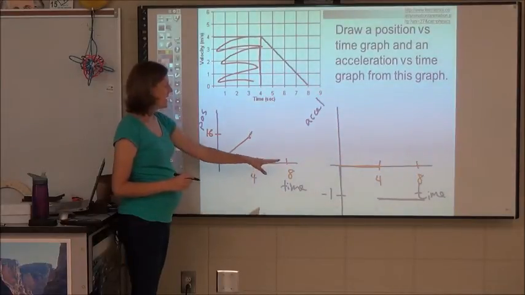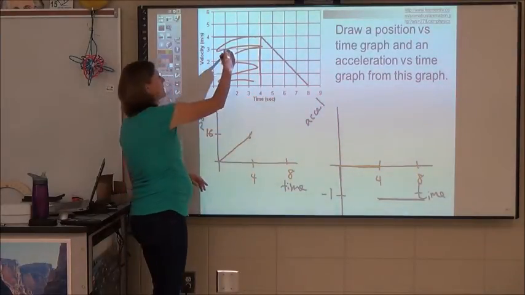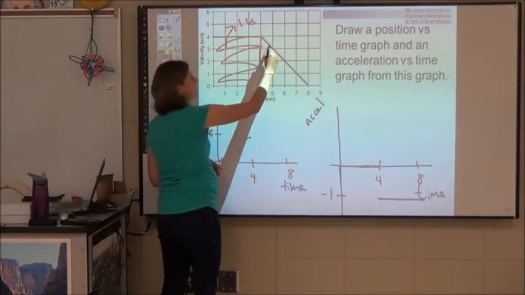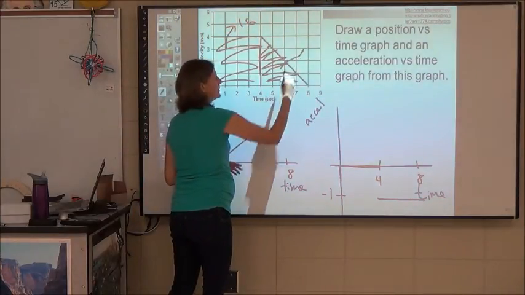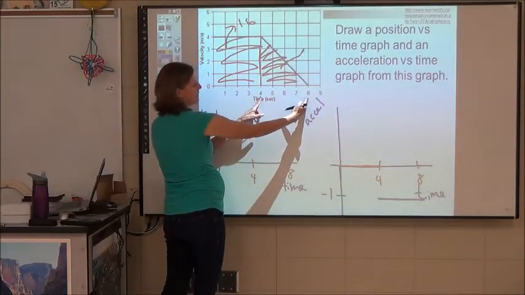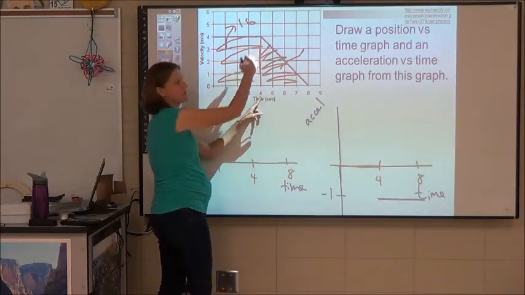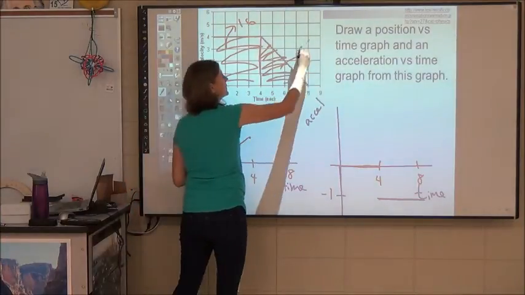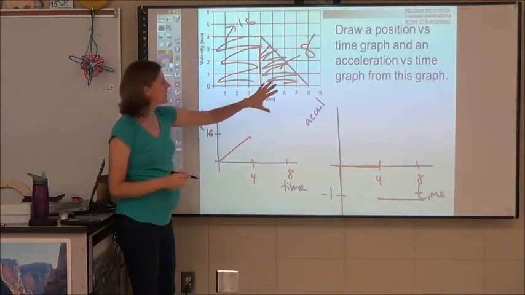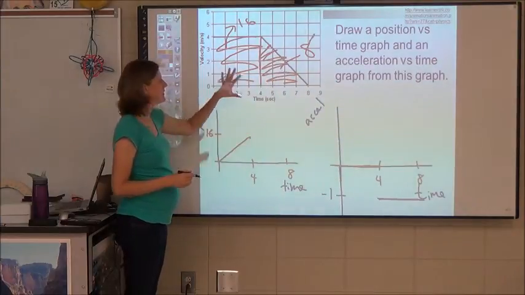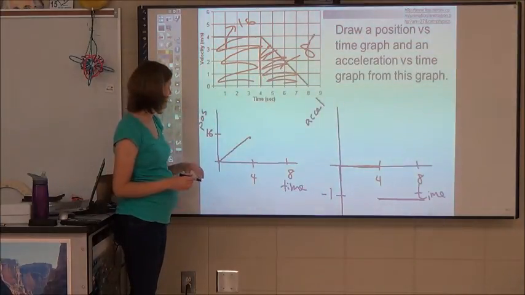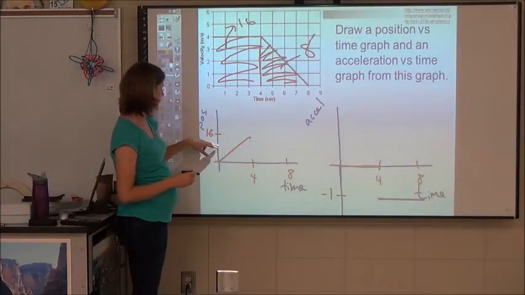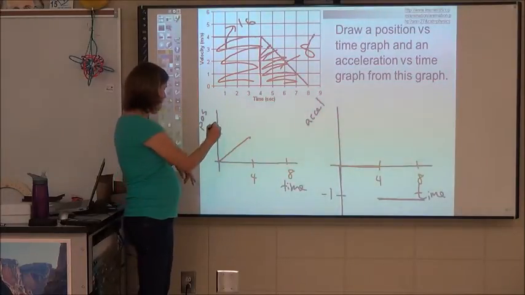All right, 4 to 8, continue with your area. Remember, this chunk was 16, so I still need all the area. This triangle, all right, base is 4, height is 4, half of 16 is 8, so all of my area is 24. So let's see, we got 8, 16, 24, something like that.